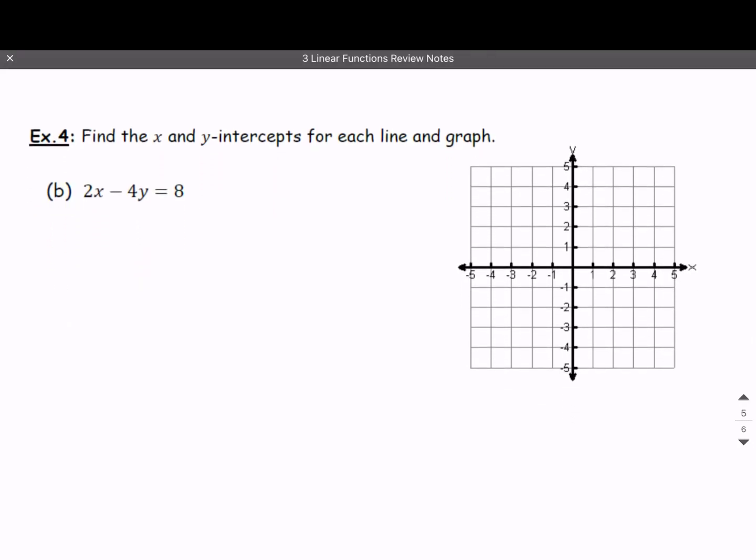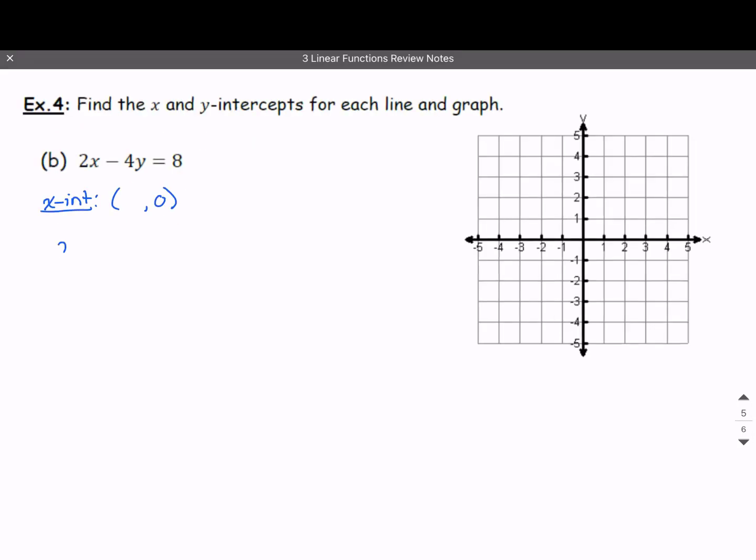So now we have 2x minus 4y equals 8. And again, we want to find the x and the y-intercepts. So the x-intercept is the value of x when y is 0. So if we let y be 0, our equation is just 2x equals 8. Divide both sides by 2. Our x-intercept is 4. So we're going to put a dot at the point 4, 0.